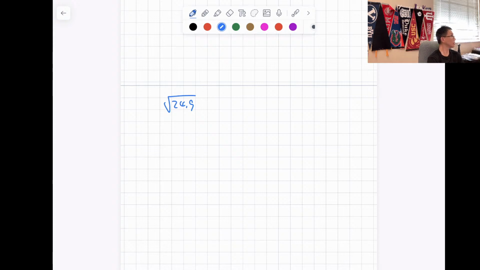Would it be very close to square root of 25? Yeah, but I want to approximate this. I want to use the equation of the tangent line to approximate this. How do I approximate this? Yeah, you can. It's going to be very close to 5. But if I were to use tangent line approximation, how would I approximate?